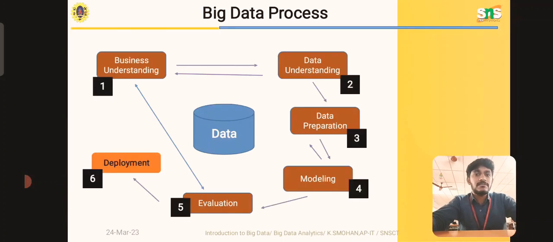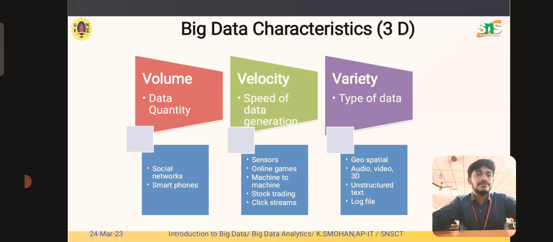So this is the big data process. Business understanding is the first thing. The next is data understanding. After data understanding, data preparation takes place as the third process. The fourth process is modeling, which is an important thing. Then after modeling, we have evaluation, and finally deployment. Then the next business understanding will take place. So this is about the business process.